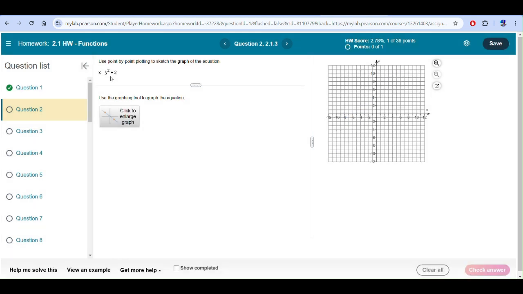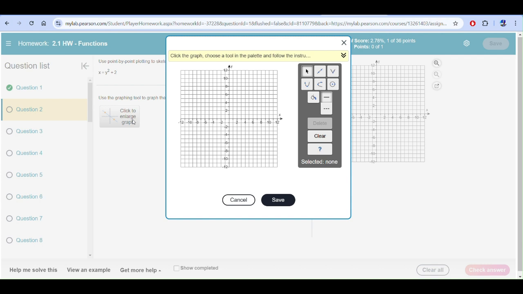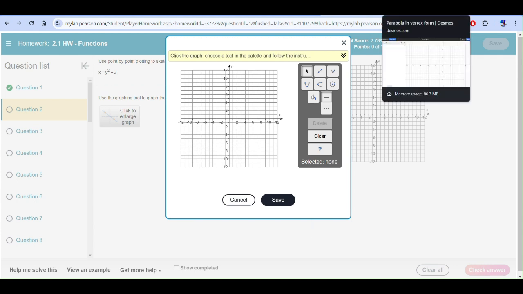Here, you're going to have x is equal to y squared. Let's see if they have, oh, they do. So, what's the easiest way to go about this? Probably just to take a peek first.